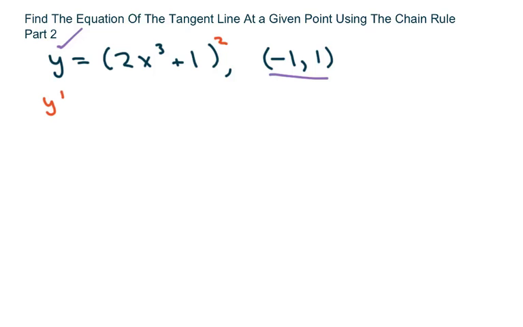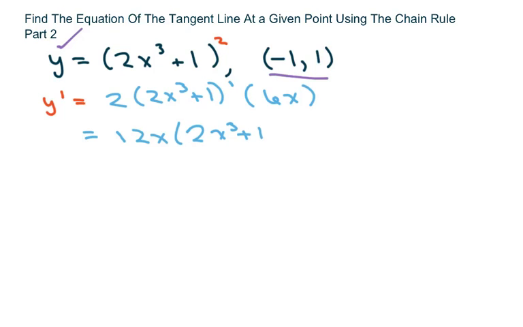We take the derivative, so we're going to first do the outer function part, so that's going to be 2 times 2x cubed plus 1, and then you do 2 minus 1, you get 1. Then you take the derivative of your inner function, which is going to be 6x. And clean all this up, and you're going to get 12x times 2x cubed plus 1.